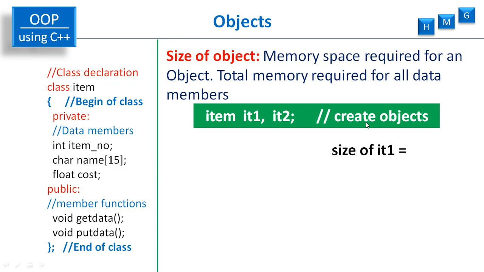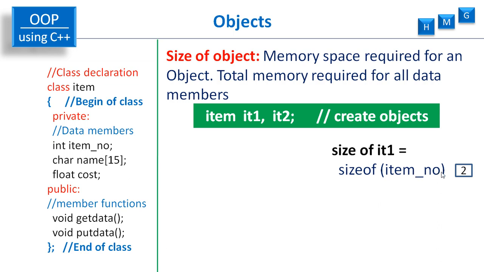Now how to calculate the size of object IT1? We have seen it is nothing but the total memory required for all data members. Now which are the data members? Data members are item number, name and cost. Here it is calculated as size of item number. Size of item number means how much memory space, that is the number of bytes, is required to store the item number variable. It is 2 bytes. Why is it 2 bytes? Because item number is declared as integer. So for integer 2 bytes are required.